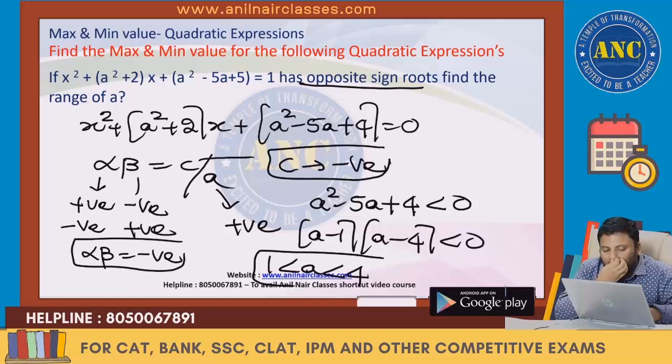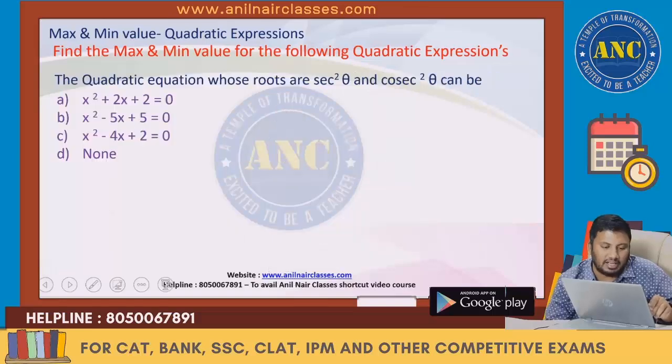Alpha, beta, one is positive, one is negative. Positive into negative is negative, negative into positive is negative. Alpha beta is negative, so the left hand side is negative. A is positive, c should be negative. So 1 less than a less than 4. I hope the idea is clear.